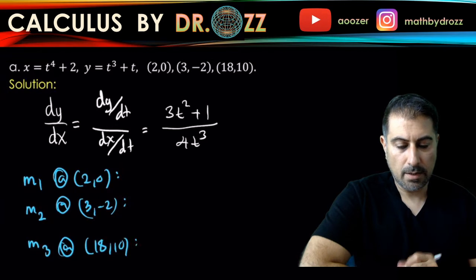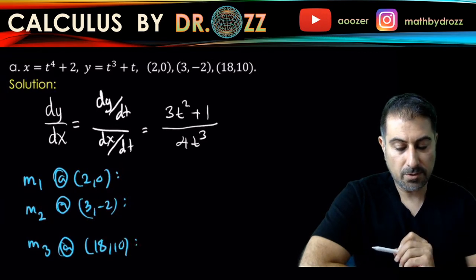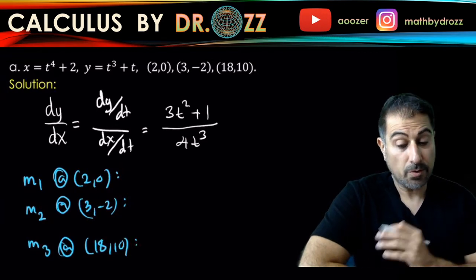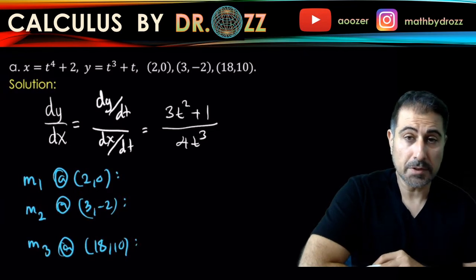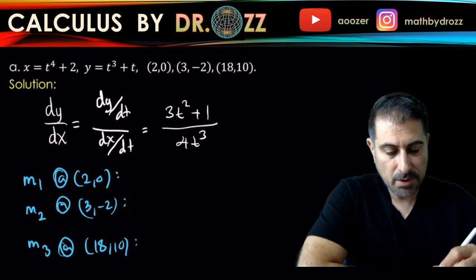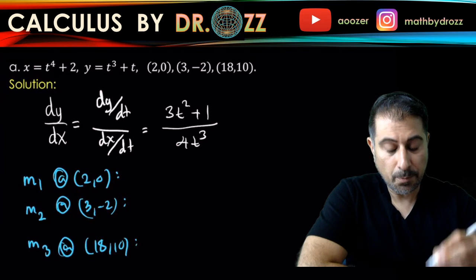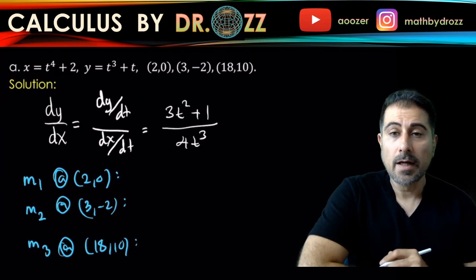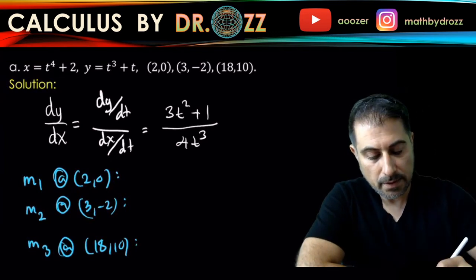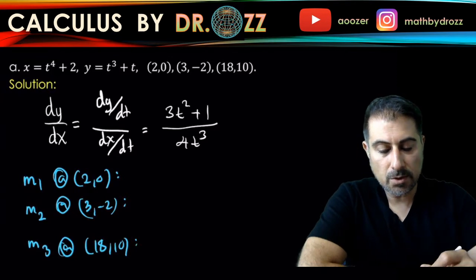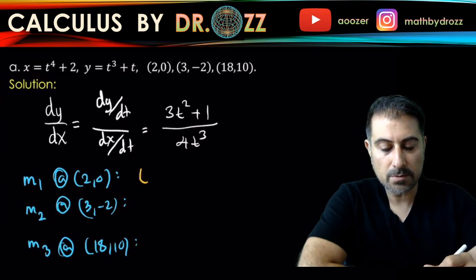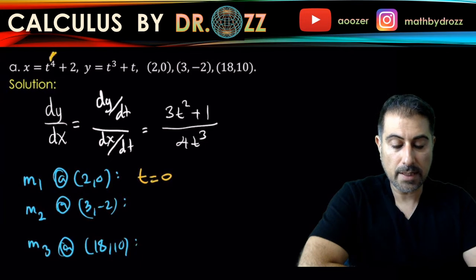We have to know also what t corresponds to those points, right? For the point (2, 0), I think t is supposed to be 0, because as t equals 0, x equals 2 and y equals 0, and that's how you get the very first point.